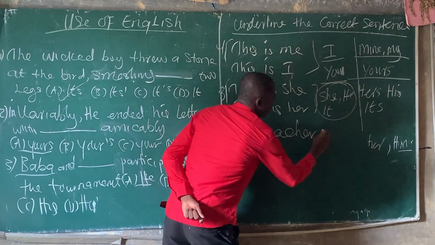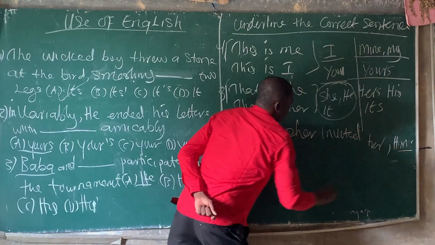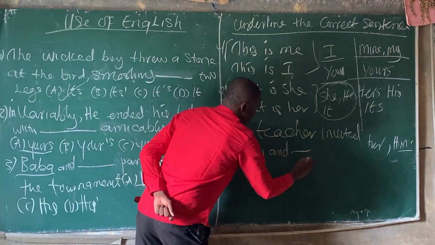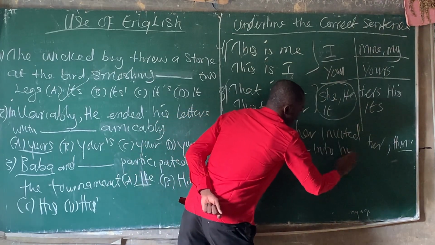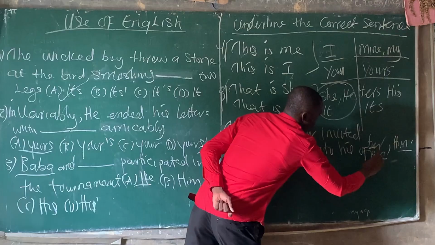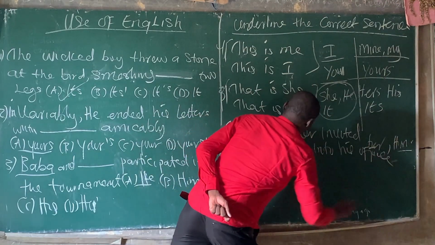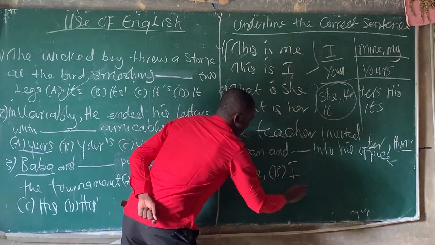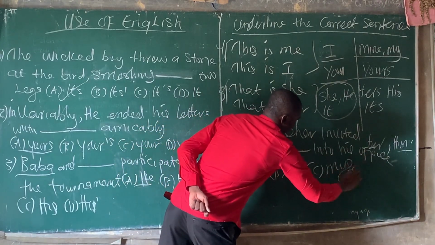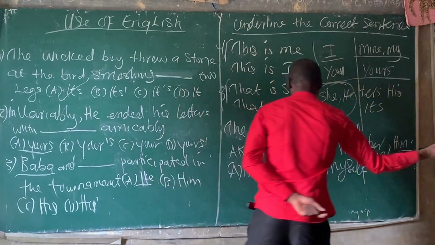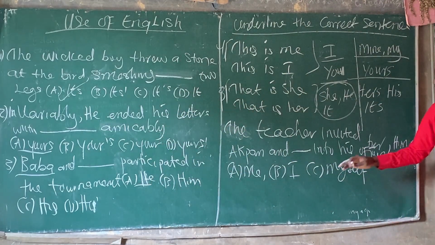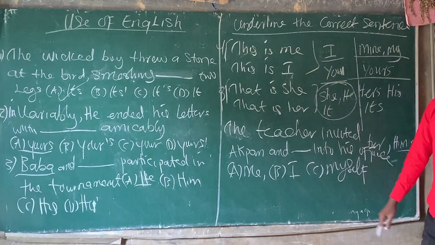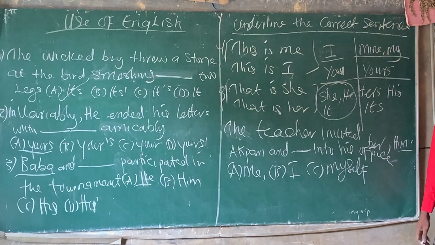The teacher invited Akpan and dash into his office. Right? Into his office. Now A, Akpan and me. B, Akpan and I. C, Akpan and myself. Any other nonsense option? Now, the teacher invited Akpan and dash into his office. Will it be Akpan and me, Akpan and I, Akpan and myself? What should be the answer?